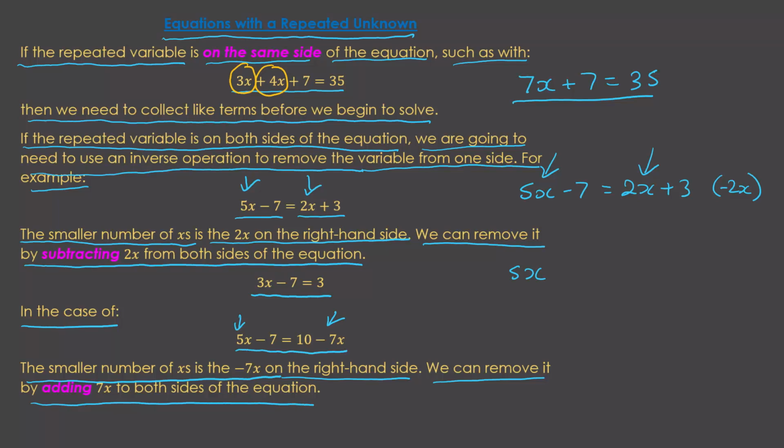So we'd have 5x minus 7 equals 10 minus 7x, and I'm suggesting here add 7x. If we do that, adding 7x to 5x gives us 12x, so the left hand side will become 12x minus 7. The 7x on the right hand side would disappear because we're adding 7x, so we just get 10. And then we get to a simpler type of equation that we know how to solve.